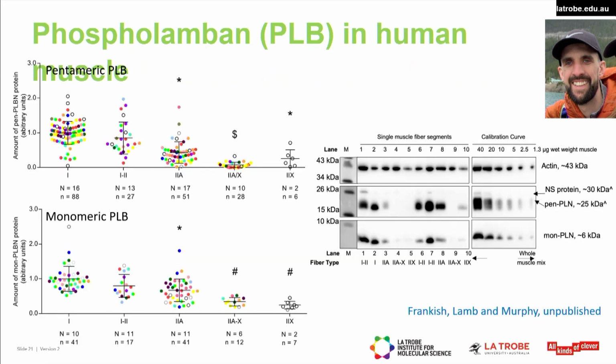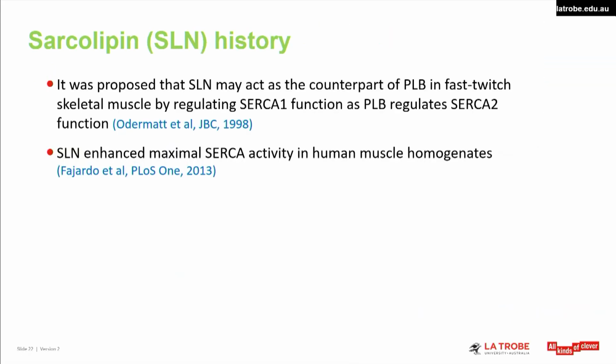And here are the data that Barney's produced. The phospholamban is a 6 kilodalton protein, and sarcolipin, I'm going to show you, is 4 kilodalton, so it's quite challenging to get these proteins. But what we can see, whether it's pentameric or monomeric phospholamban, there's much less in the fibres that contain 2X, which coincides with what Val and Russ had shown.